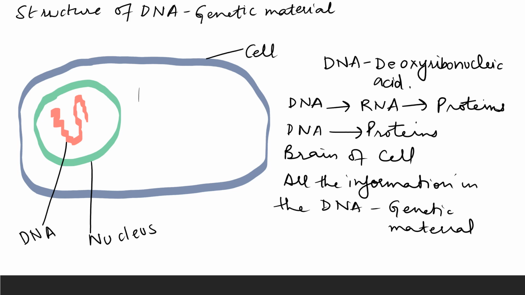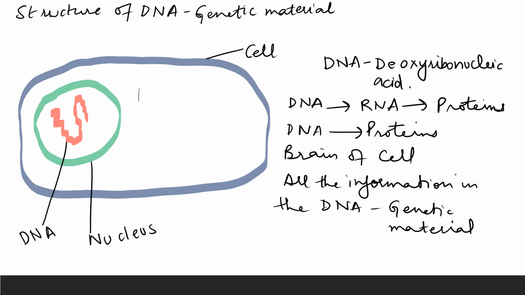All right. So this is just an overview of DNA, that is a genetic material. So what is genetic material? The full form of DNA is deoxyribonucleic acid, right? And from DNA, RNA is produced. RNA is ribonucleic acid, and from RNA, proteins are produced.